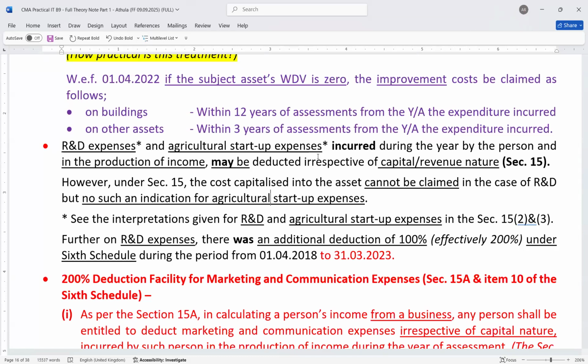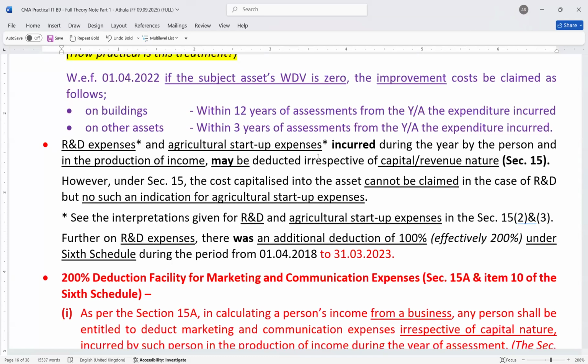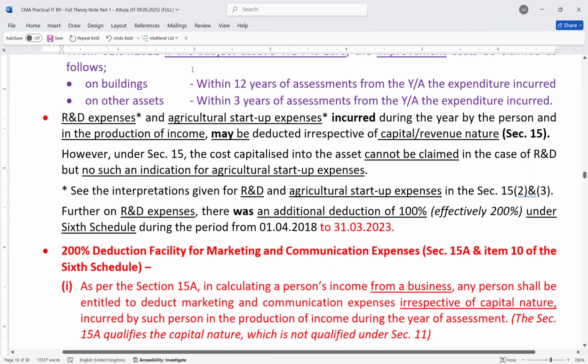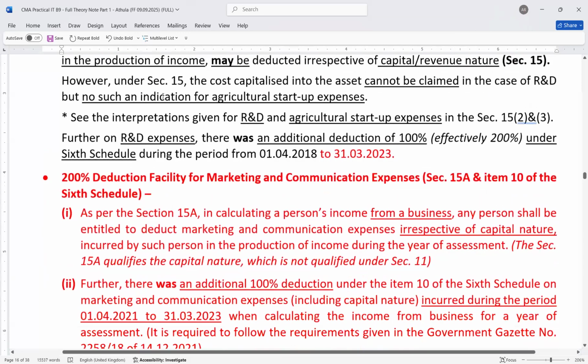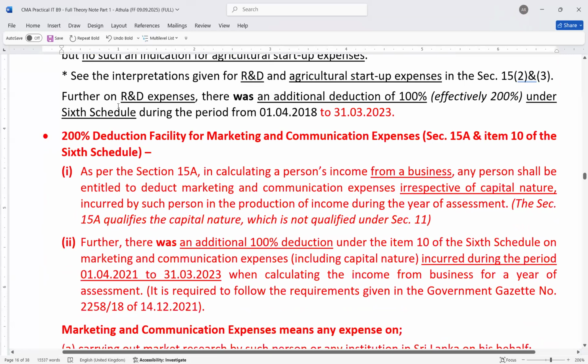Right. Now, this facility is there in addition to the section 11 deduction. Now we'll see what it is. Ultimately, section 11, we are claiming once. Under section 15A, we are claiming 200%. Ultimately, we claimed 300% of those expenses at that time. Now see the benefit we got at that time. There was a huge benefit.